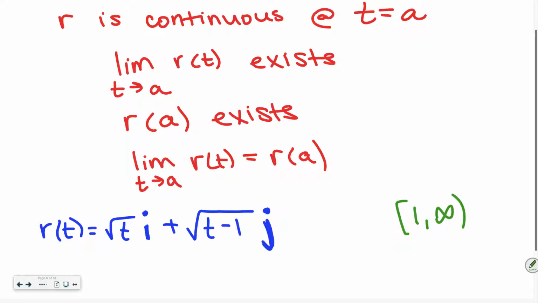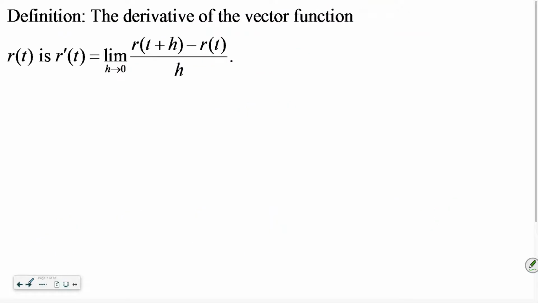Let's talk about the derivative. We're just going quick today. Definition of a derivative. Oh boy. You all know r prime of t? Wait, r of t is r prime of t? No, the derivative of the vector function.